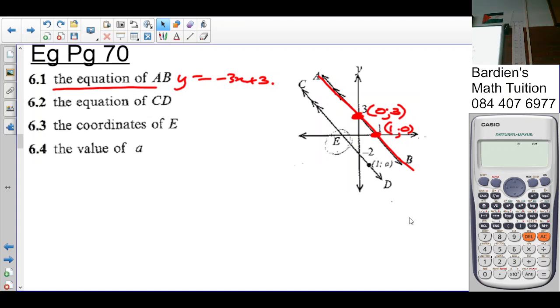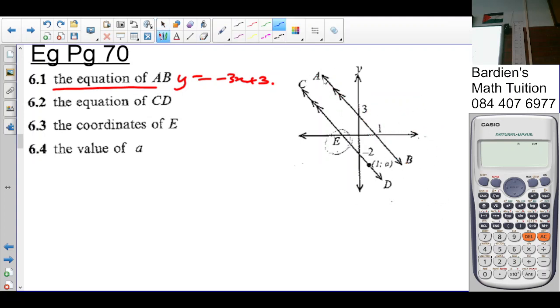Okay, so at this point we have 6.1. The equation of AB is y equals negative 3x plus 3. And as I indicated in the last couple of seconds, the only time you can do a substitution on c is if that c value is known to be your y-intercept. The y-intercept is given, that is your c value. Okay, let's carry on.